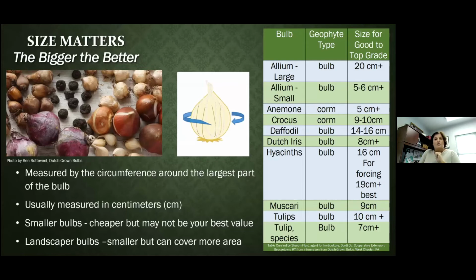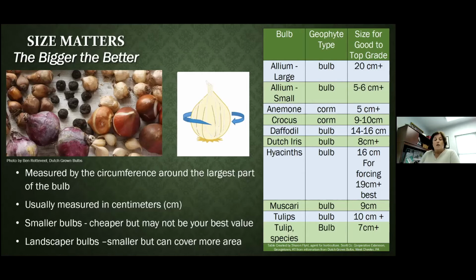And sometimes you have to watch companies, because they will have advertised bulbs, but when you get them, they're really tiny. That's because they can buy these tiny bulbs from other wholesalers pretty cheap, package them up, and then sell them to you, the homeowner. So you probably want to check the size of your bulb when considering buying your bulbs.